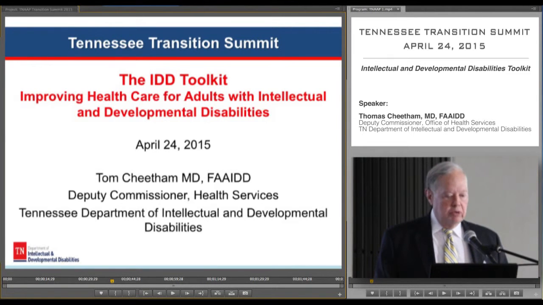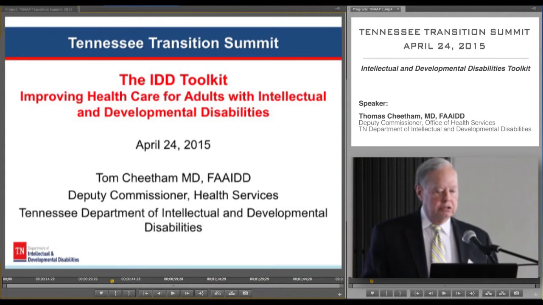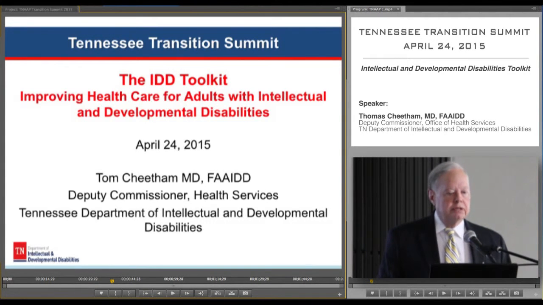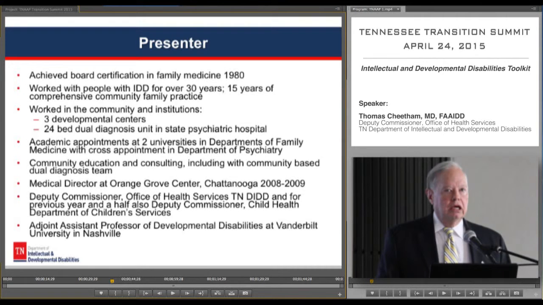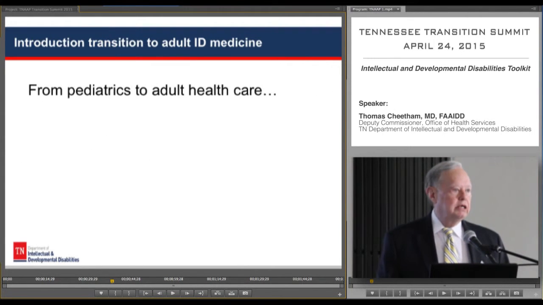What I want to do in the time we have today is give a brief introduction to the transition, give you a little history on some tools we developed to help with this issue, and they're divided really into three sections, and that's a structure that persists. So we'll talk about some general tools, some physical health tools, and then some tools that help with behavioral and mental health challenges, and then some time for questions.